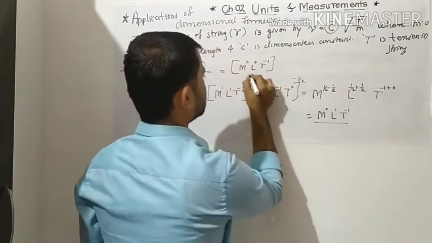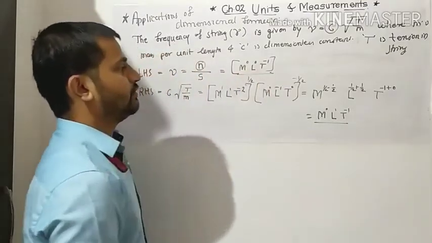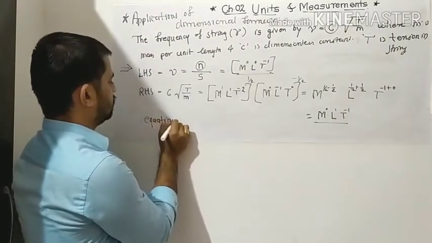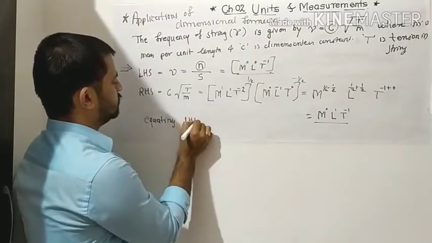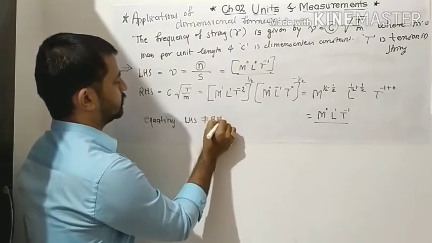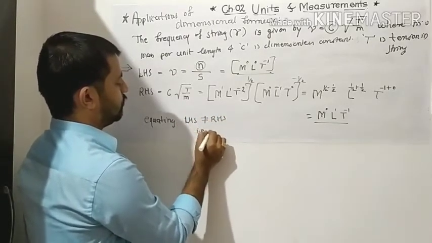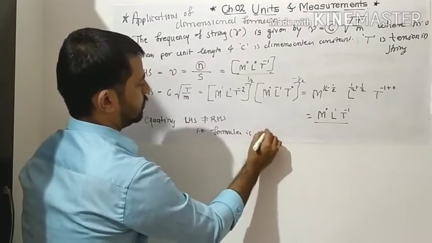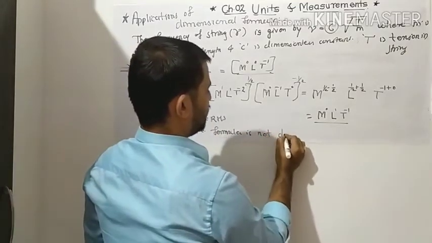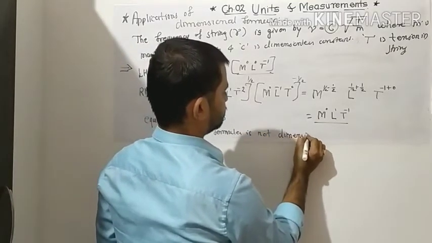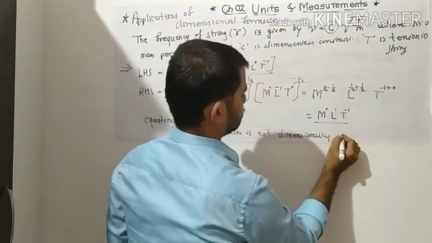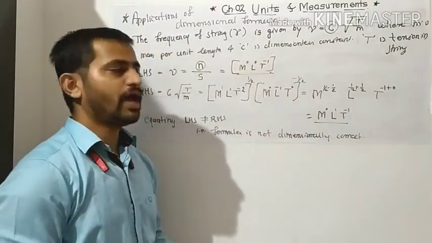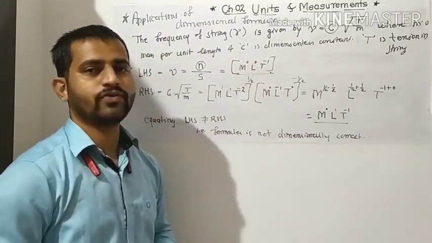So this is the RHS, this is the LHS. So from equating the RHS and LHS, LHS is not equal to RHS. That is, the formula is not dimensionally correct. Okay. So the formula is not dimensionally correct. Then if we have to correct this formula, what should we do?